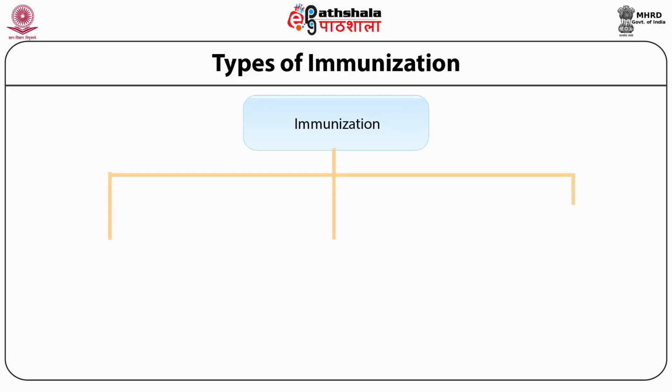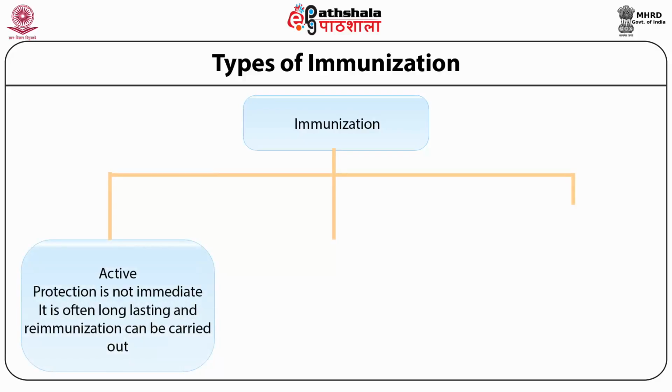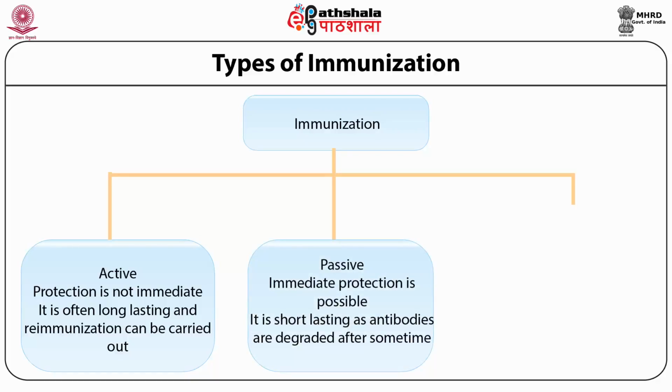All the three types have different functions. In active immunization, protection is not immediate, but it is often long lasting, and re-immunization can be carried out. What we call vaccination is often an active immunization process. In passive immunization, immediate protection is possible because preformed antibodies have been injected. However, it is short lasting as these preformed antibodies which have been transferred are degraded after some time.